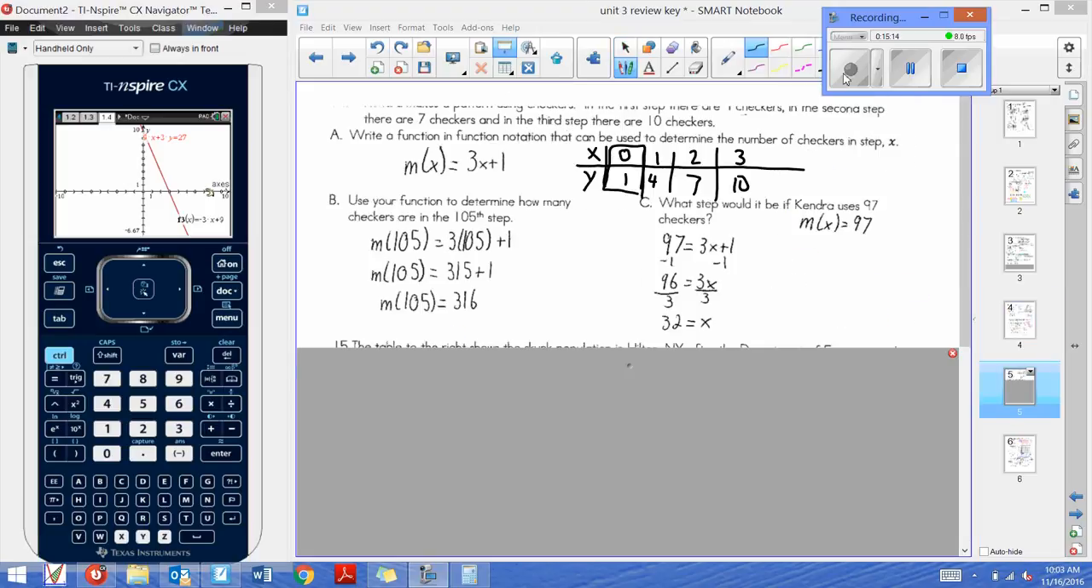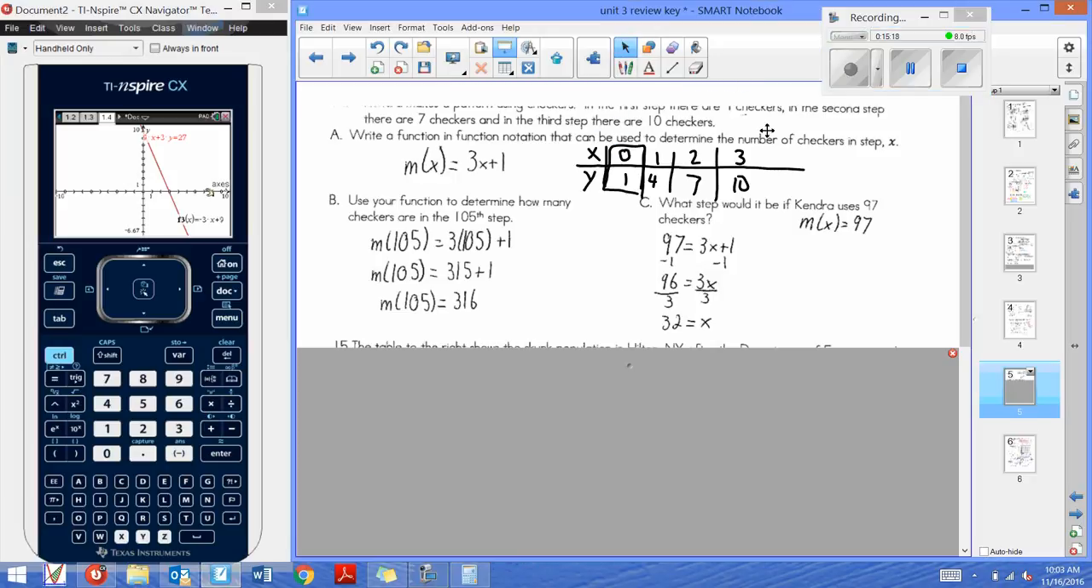I'm hoping that everyone in question 14 first created a table of values. Here I have it written up above. They didn't tell us the initial value, but I needed to find it because I have to find my y-intercept. So that's where the plus 1 came from, and my slope was adding 3 checkers every single step. So 3x plus 1.